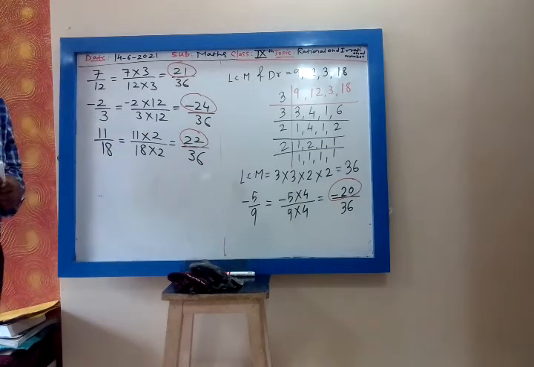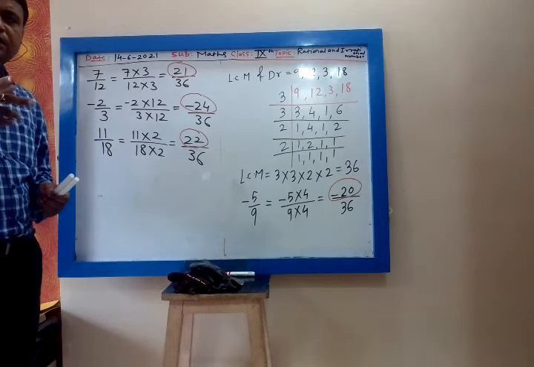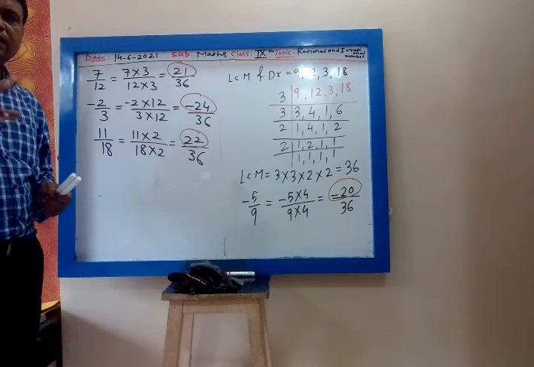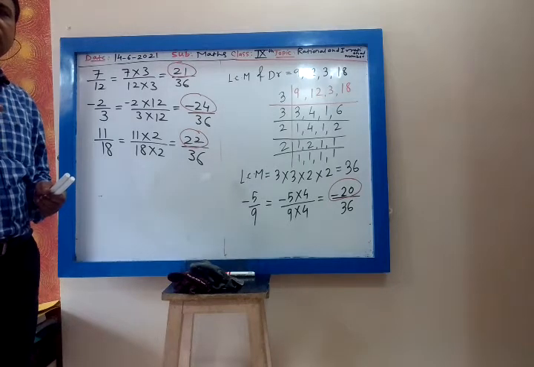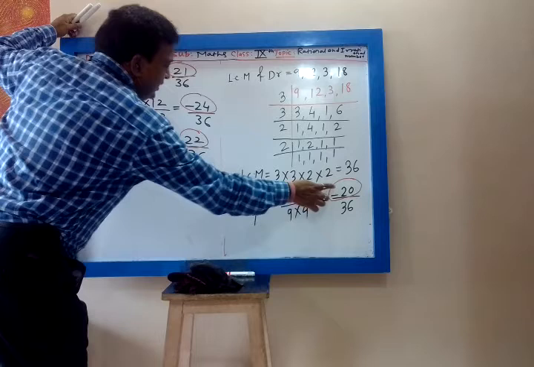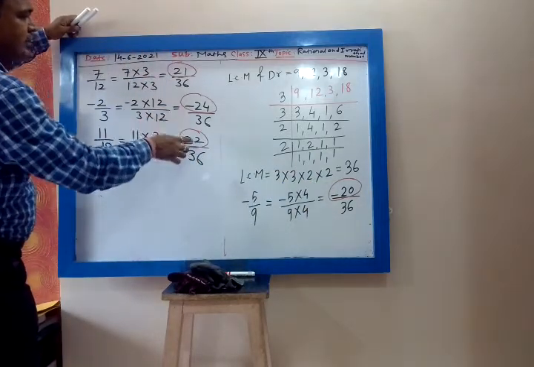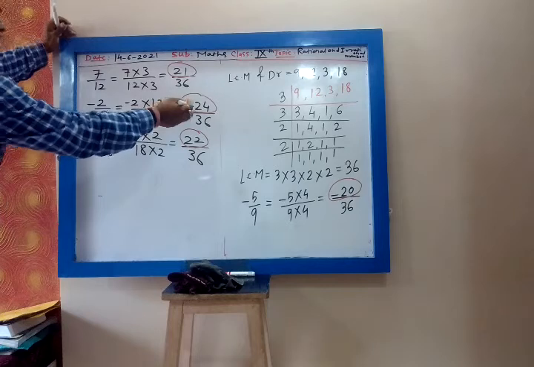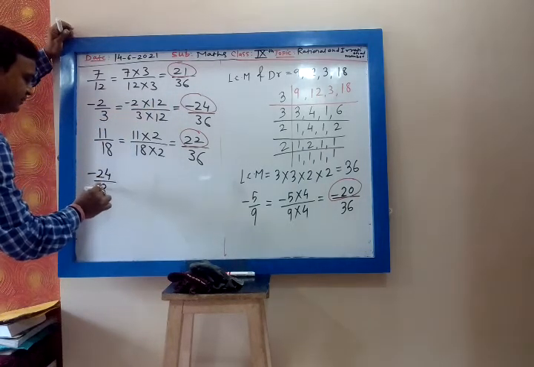Ascending order, from smaller to bigger. Now the rule comes in for negative numbers. If the number is bigger, that will be treated as smaller. In positive numbers, if the number is bigger, that will be treated as bigger. So we have minus 20, 21, minus 24, 22. Negatives are smaller. So first it is minus 24 upon 36.